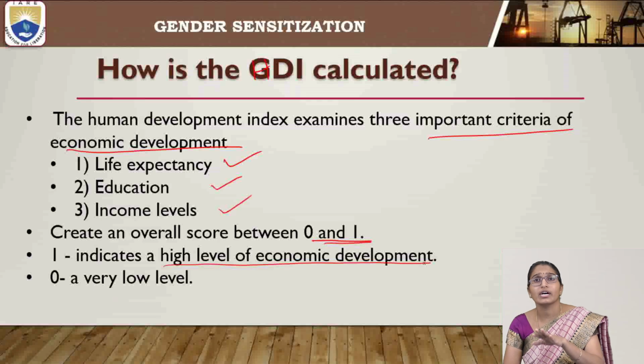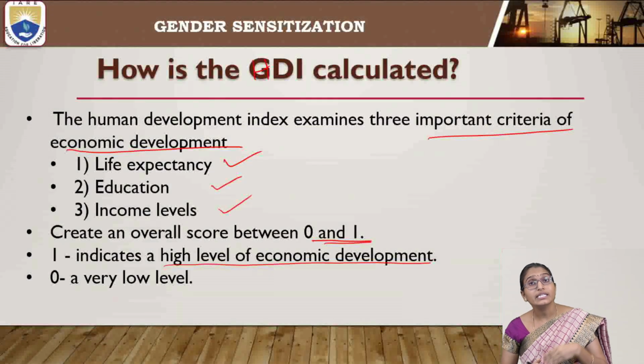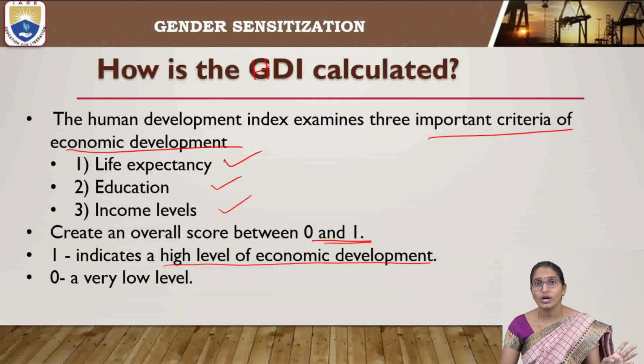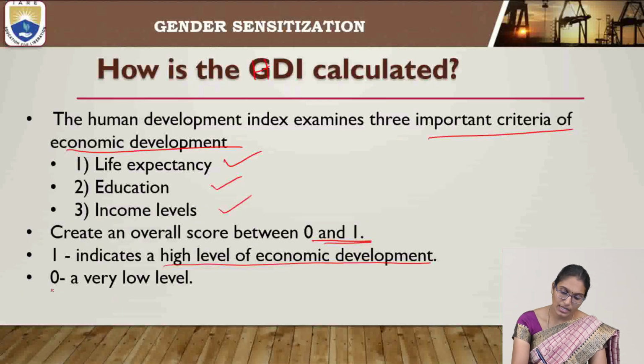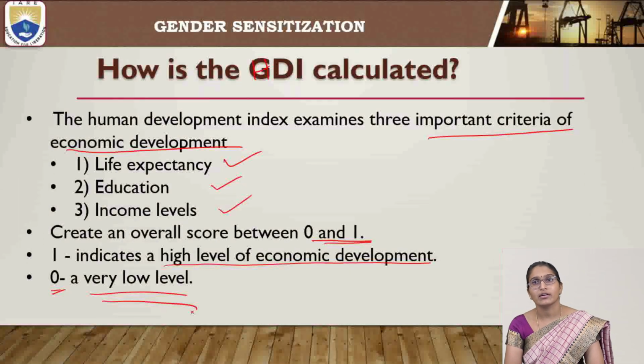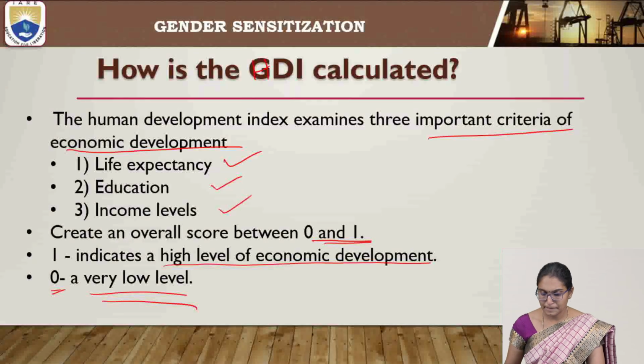For example, if a country is highly developed in the economic way, then it is given rank 1. HDI rank 1 means that the country has complete development in terms of economy. And 0 means what? A very low level of economic development.